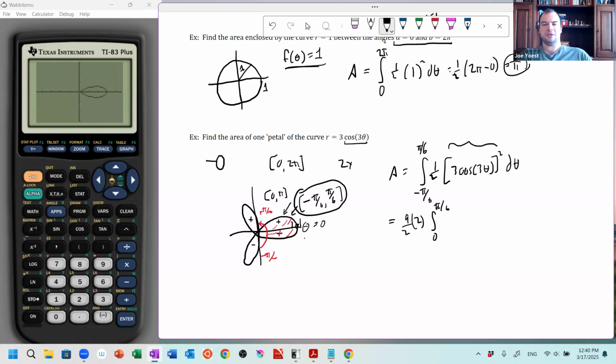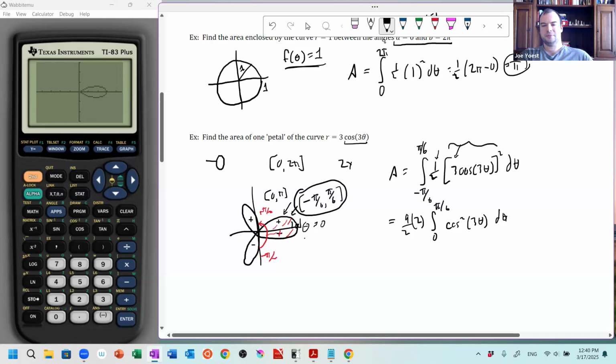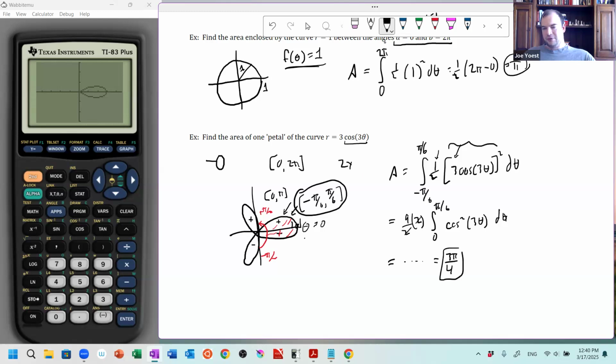So we have 9/2 of the constants coming out from the 3 squared and the 2 times 2. Integrating an even function over a symmetric interval is double the integral from 0 to b of that function. So that 2 comes out. And then I have cos squared of 3 theta d theta. My 2's go away. And since time is rapidly disappearing, I will skip the details and we end up with 3 pi divided by 4.